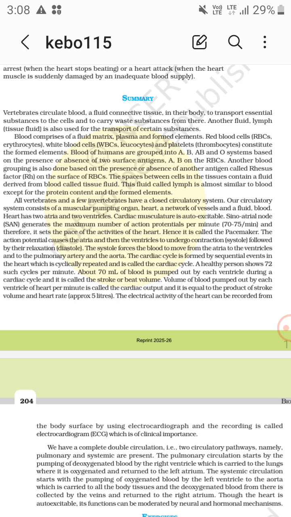Why is it called the pacemaker? Because it sets the pace of the activities of the heart, that is, it generates the maximum number of action potentials, 70 to 75 per minute. The action potential causes the atria and then the ventricles to undergo contraction, that is systole, followed by their relaxation, that is diastole. Now the systole forces the blood to move from the atria to the ventricles and to the pulmonary artery and the aorta, right?